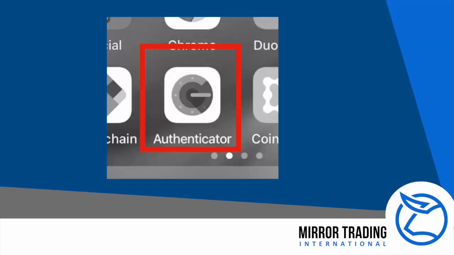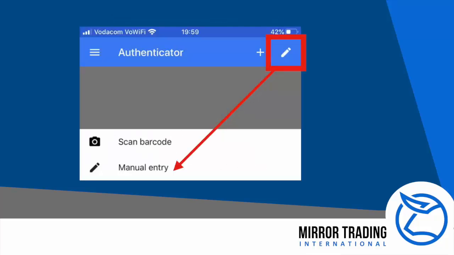Now you can go to your mobile device and open the Google Authenticator app. When the app opens, you will notice two icons. There's a pen on the far right, and you can use this option to enter the 16-digit key should your mobile device not have a camera.